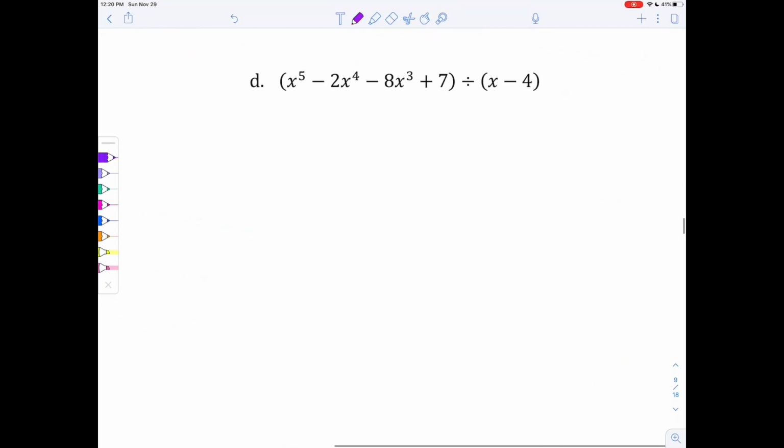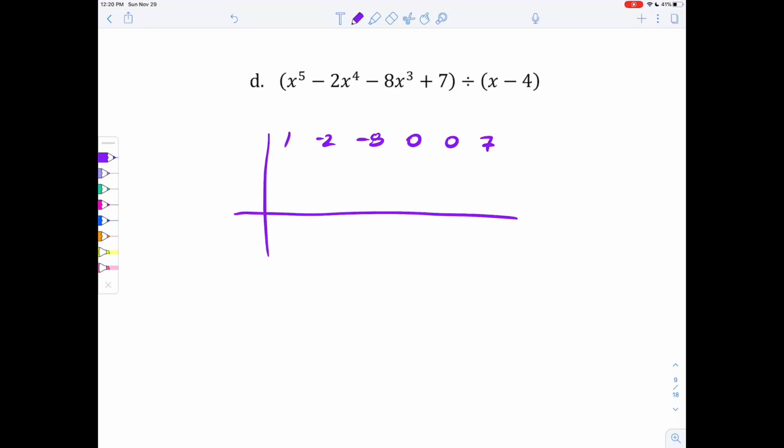And last one of these, we're going to take 1x to the 5, negative 2x to the 4, negative 8x cubed, 0x squared, 0x, and 7. Again, making sure everything is accounted for. And we're dividing that by x minus 4. I'm going to go through this process again. I'm not going to write all the arrows this time. I'll expect that you kind of know what's going on at this point because we've now done it a few times. But check out the other ones if you do need that reference.